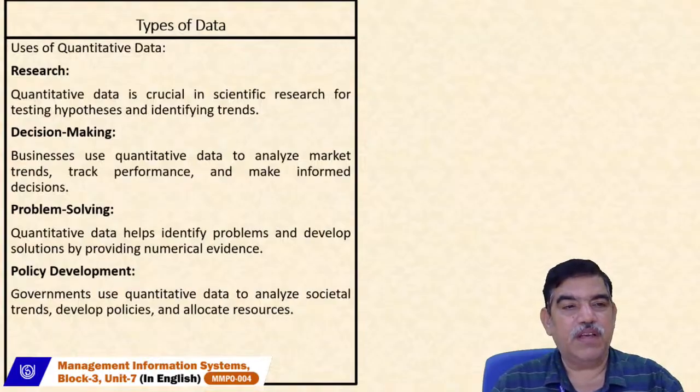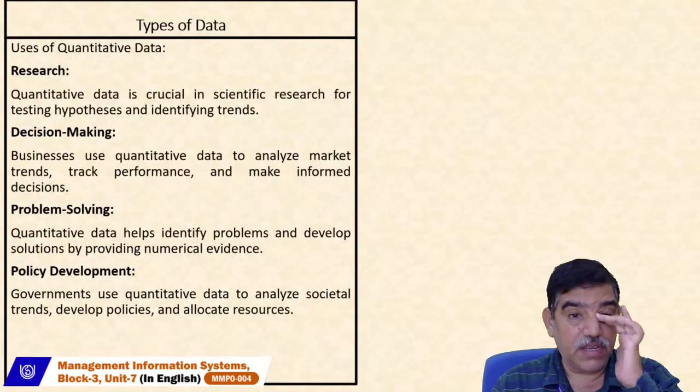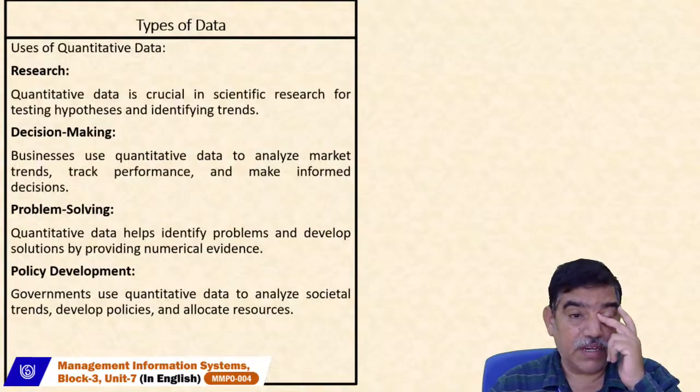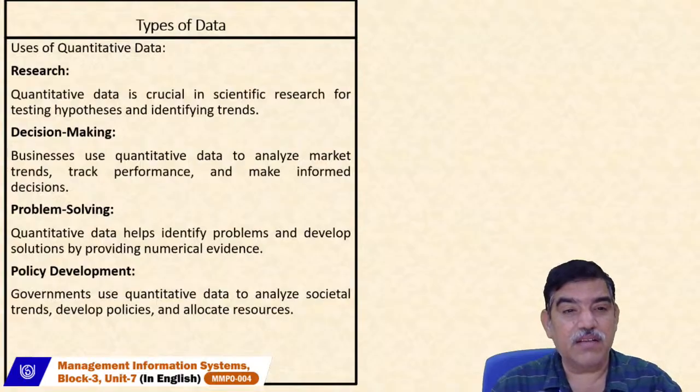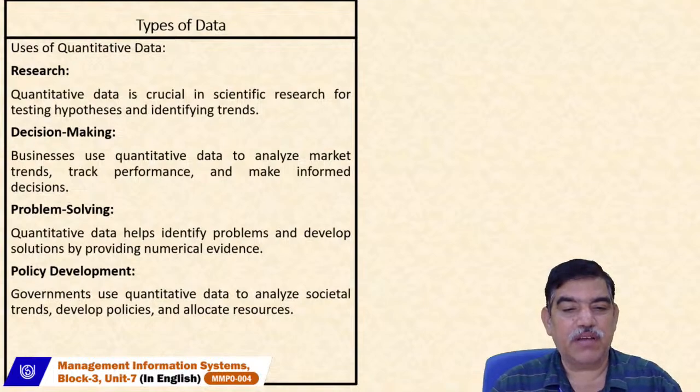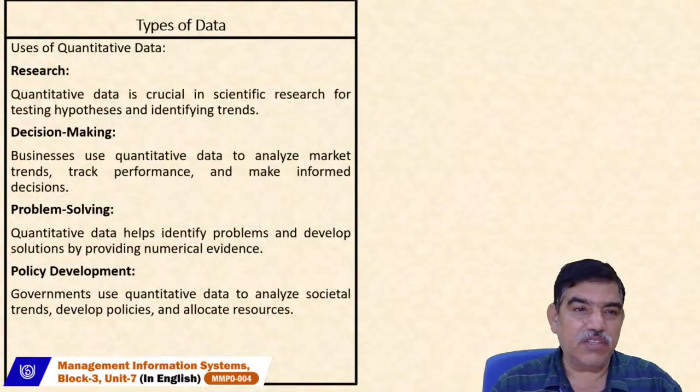Uses of quantitative data. Why are we using this data? Quantitative data is crucial in scientific research for testing hypotheses and identifying trends. Decision making: businesses use quantitative data to analyze market trends, track performance, and make informed decisions. Then problem solving: quantitative data helps identify problems and develop solutions by providing numerical evidence. Then policy development: governments use quantitative data to analyze social trends, develop policies, and allocate resources. So these are the uses of quantitative data.